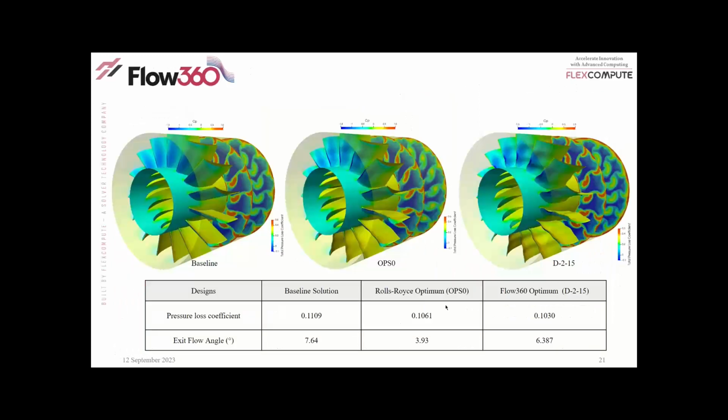comparable. So here at the end, there is a qualitative comparison between the baseline solution shown on the left, the optimum solution from the Rolls-Royce shown in the middle, and the optimum solution from the Flow360 shown at the right. And at the bottom, in the bottom table, you will find the value of the objective functions.